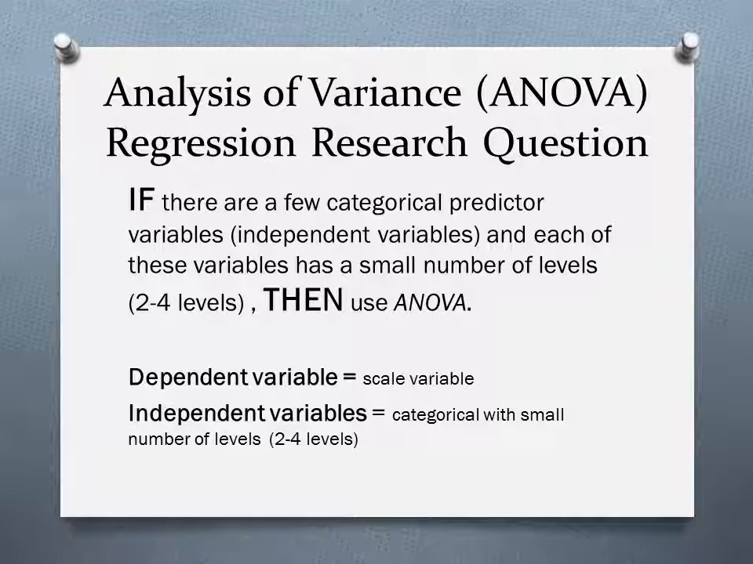We will now look at the analysis of variance regression research question. If there are a few categorical predictor variables, and each of these variables has a small number of levels, then we use the analysis of variance approach. The dependent variable should be scale. The independent variables are categorical with small numbers of levels.